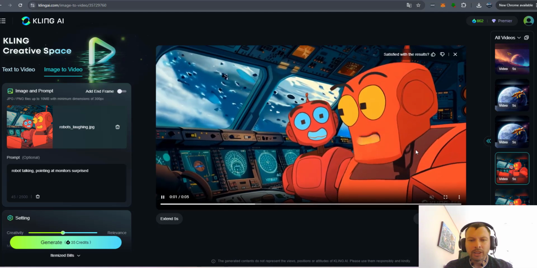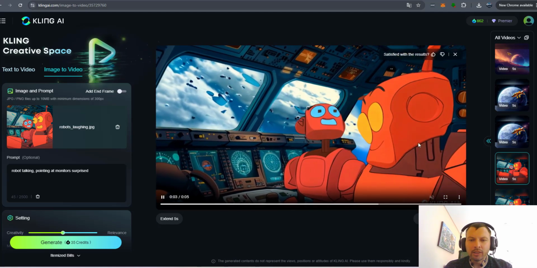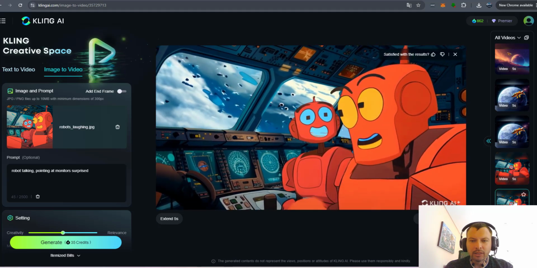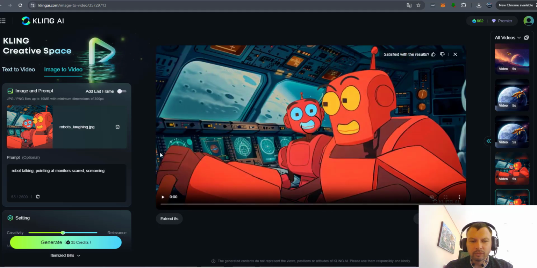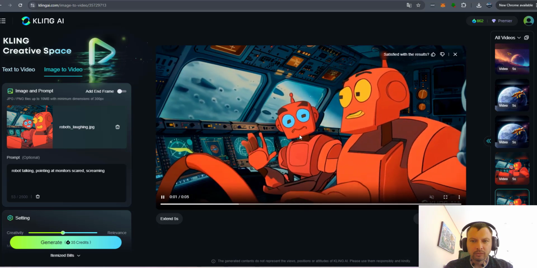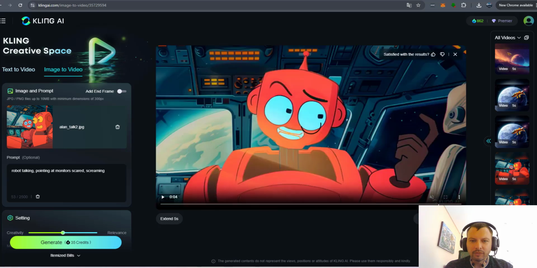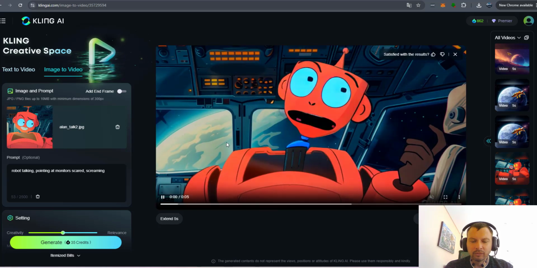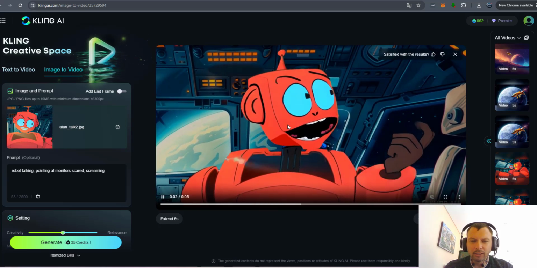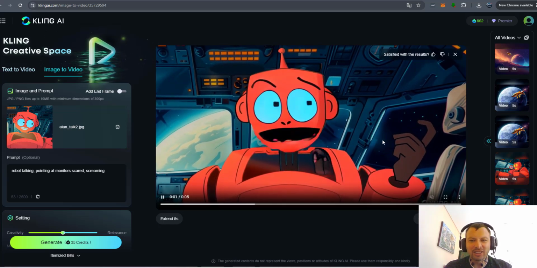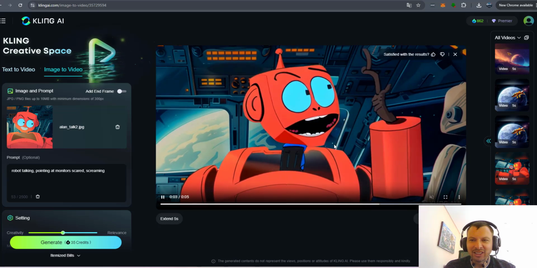Finally, I tried some cartoons, but the quality is not there yet. This is Kling. It's just distorting them. I don't know what's happening here. The character is not consistent, fingers are wrong, so it's unusable.